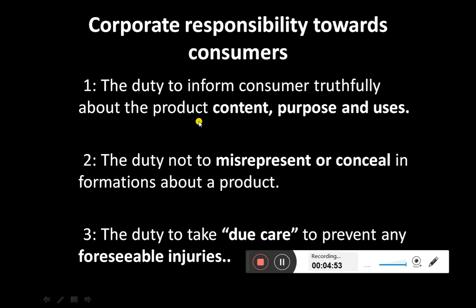About the product, what? About its contents, its purpose, and its uses. Let me give you an example. If you have seen any syrup, for example a cough syrup, a temperature syrup, or a tablet, you will find that everything is explained on it, like the composition and the ingredients. For example, if it is sugar free, it will be mentioned on the syrup that it is sugar free.